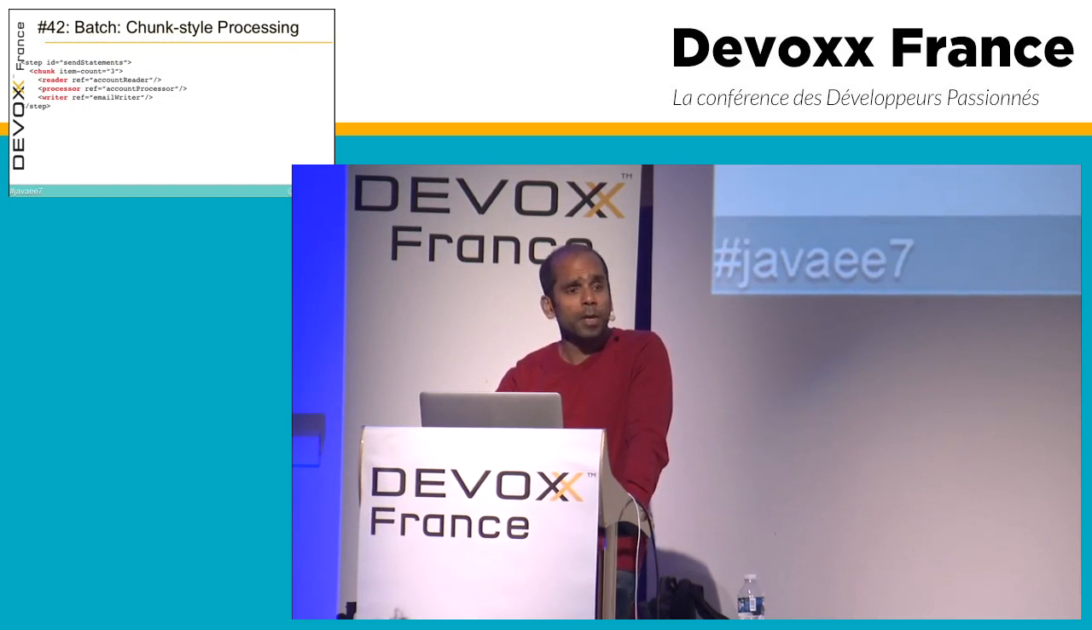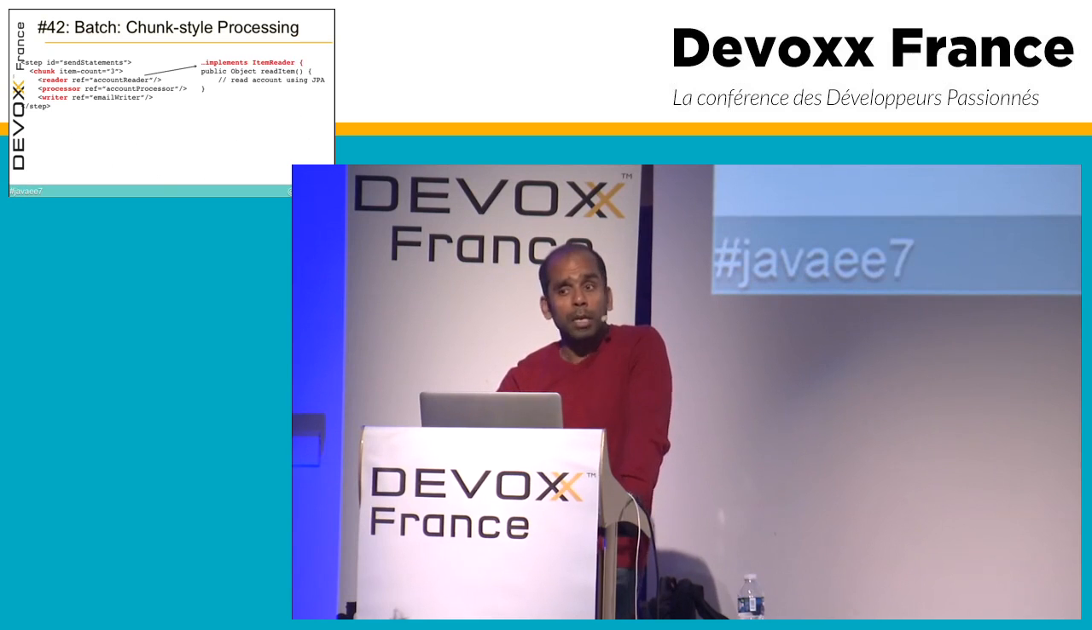And your chunk is defined in your job XML or job specification language. So here I'm saying chunk. I'm defining how many items in a chunk. So I'm going to aggregate 3 items here: reader, processor, and writer. And I have references to the corresponding CDI bean that does the real job.